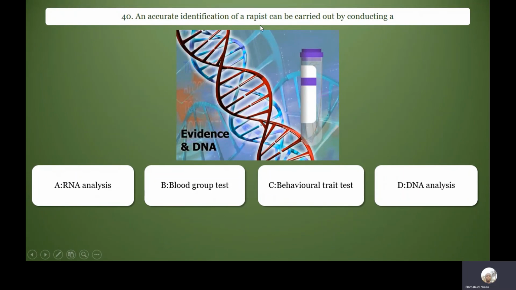An accurate identification of a rapist can be carried out by conducting a DNA analysis. The correct option here is D, DNA analysis. Of course, our DNA fingerprint is unique. It's unique for each individual. So if your DNA fingerprint is analyzed, it is different from that of another person. So it can be used to identify a rapist.